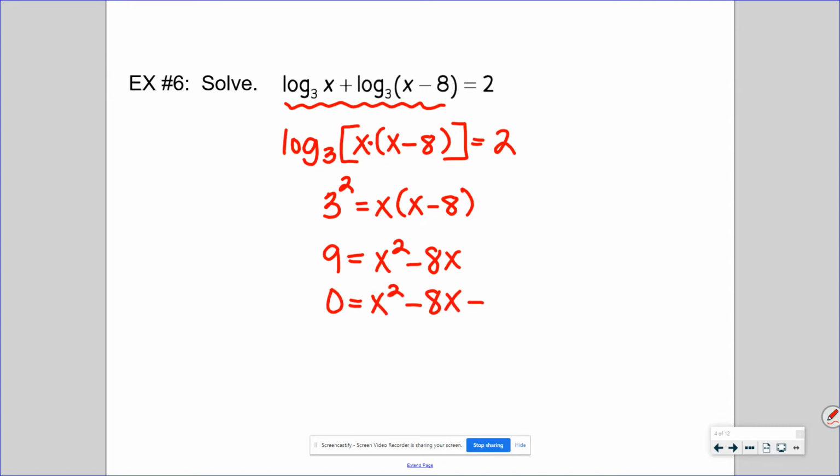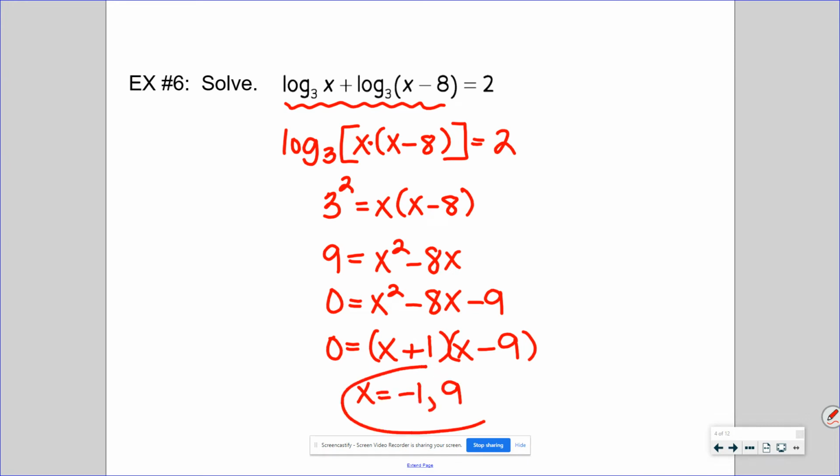So I would subtract 9 to put all the stuff on one side. And then to factor, your thought process, remember, is what times what equals negative 9, that adds up to negative 8. Negative 9 plus 1 would do that. So your answer would be negative 1 and positive 9.